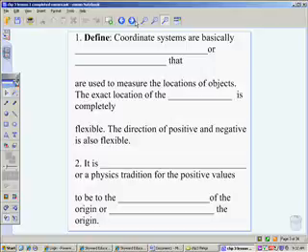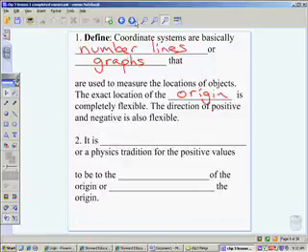Number 1, define. Coordinate systems are basically number lines or graphs that are used to measure the locations of objects. The exact location of the origin is completely flexible. The direction of the positive and negative is also flexible. So whenever we have a story problem in this chapter and following chapters, it's going to be really good to draw a little picture of the situation so that we can get a better understanding as to what's going on. And in this picture, we're going to label some location as being the origin or 0.